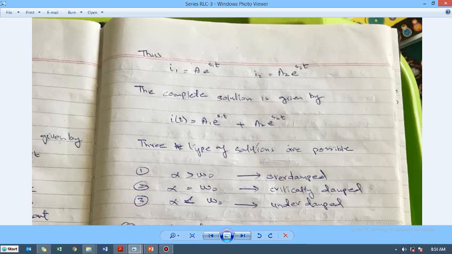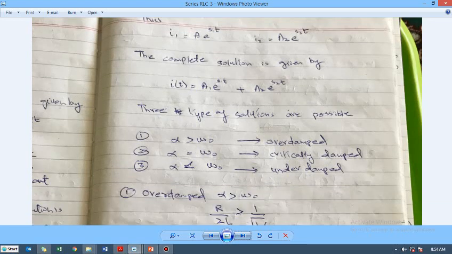S1 and S2. So the complete solution is given by A1 e raised to the power minus S1t plus A2 e raised to the power S2t. Both the roots have been included, and constants have been included in this solution. So the main step of solving this equation is to find out A1 and A2. So looking at alpha and omega, there can be three possibilities.